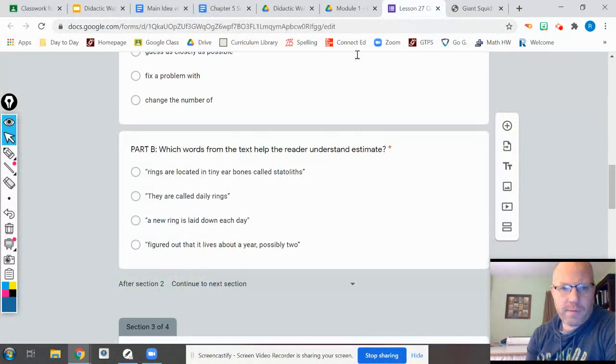Now, it goes on to say, rings are located in tiny ear bones called statoliths. They are called daily rings. A new ring is laid down each day. Figured out that it lives about a year, possibly two.